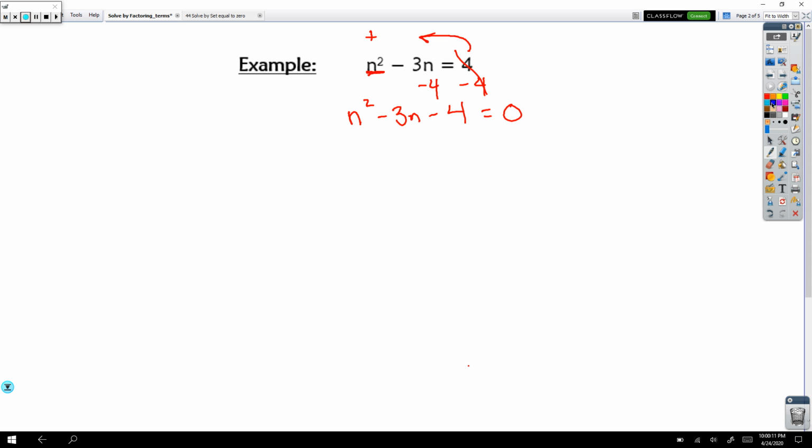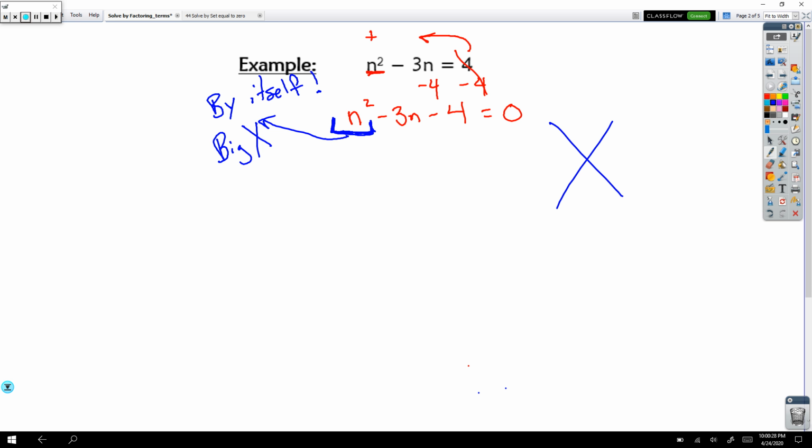So I notice that my squared term is by itself. Okay, so by itself means I'm using big X. Alright, so setting up my big X, C goes on top, B goes on the bottom. My factors of negative 4. So I could have 1 and 4 or 2 and 2. I need it to add up to give me negative 4.